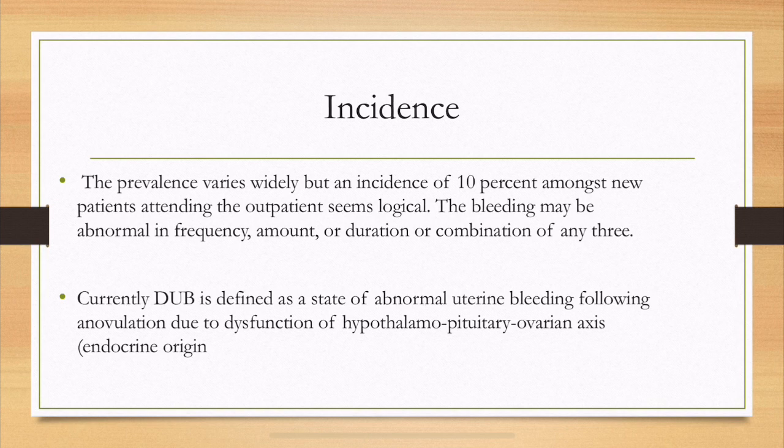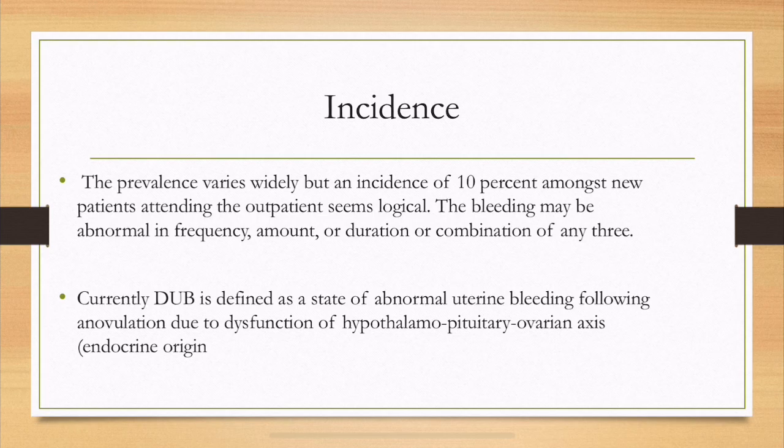10% is DUB. The bleeding may be abnormal in frequency, in amount, duration, or a combination of any of the three. You can see the frequency of the cycles, there is an abnormality. The amount, the quantity, 30 ml, 80 ml, the amount is going to vary. The duration, if the bleeding is occurring for 3 days, 5 days, 7 days, more than 7 days, or there could be a combination of all three.